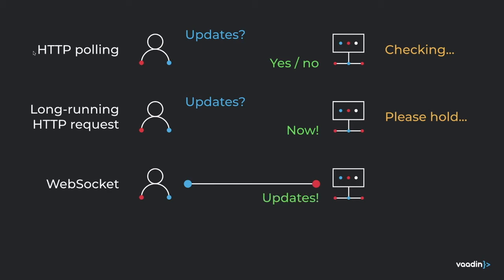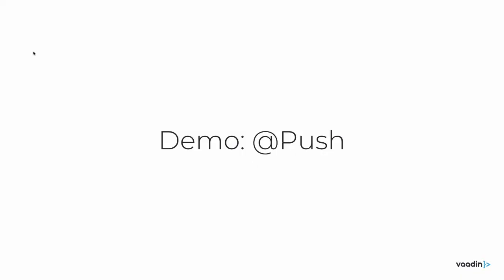The server can at any time say that, hey, now I have some updates for you. Now I have more updates, even more updates. And as I said, this is bidirectional, so you can also have it so that instead of sending regular HTTP requests, when the client wants to say something to the server, those can also be sent over the WebSocket. To use all this in Vaadin, it's really easy. You just add one @push annotation to your UI.